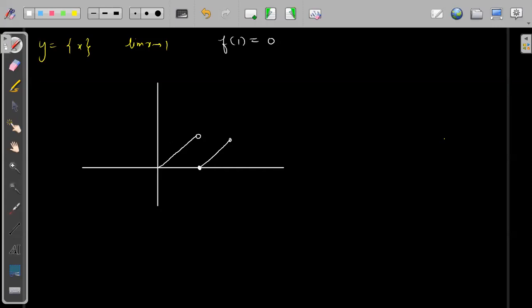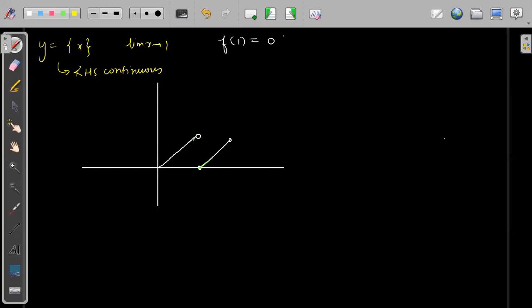From this point, if I start, I can draw this function without lifting the pen. But from the left side, after reaching this point, I have to move from here to here, and then start drawing here. So which side is it continuous? This is continuous from the right hand side. I can say it is right hand side continuous.